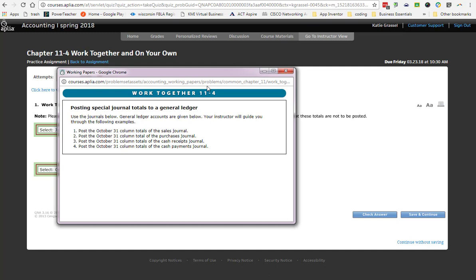So please watch this, because if you post your cash payments before your sales, it'll throw your numbers off and Apple will mark them all wrong. So this is very important. This order: sales, purchases, cash receipts, and cash payments. Very, very important. Are we ready to rock out some posting?